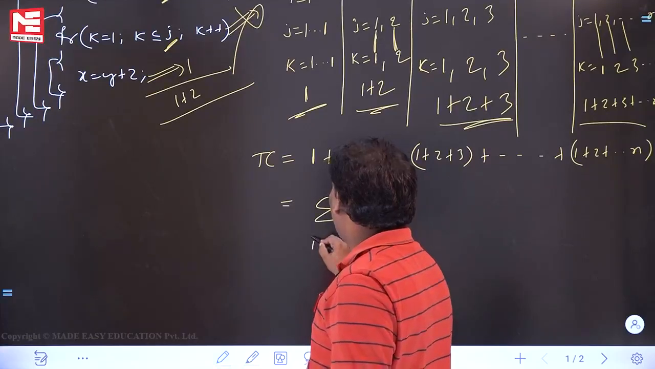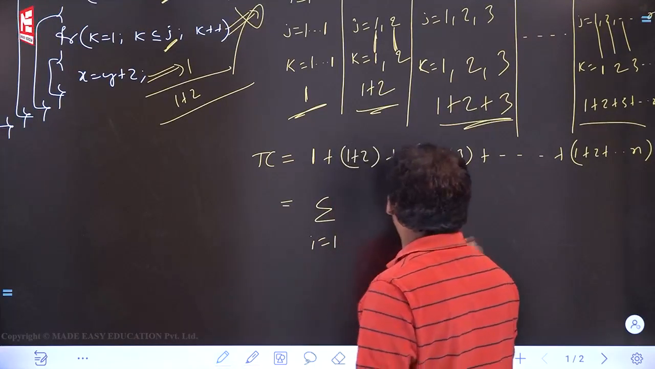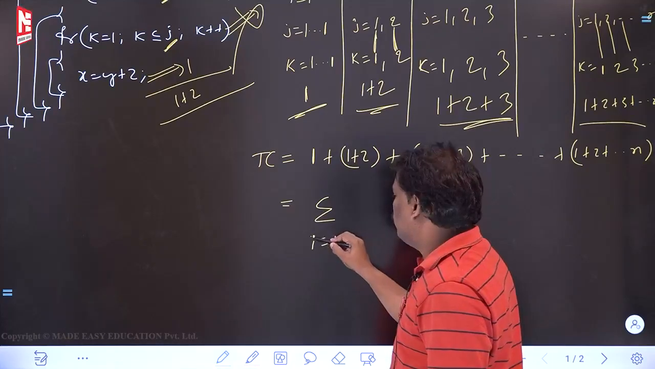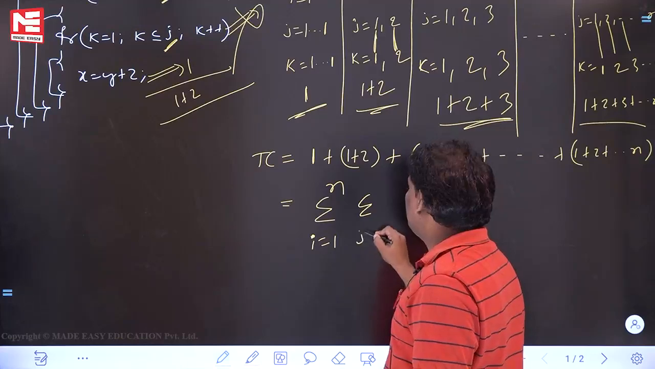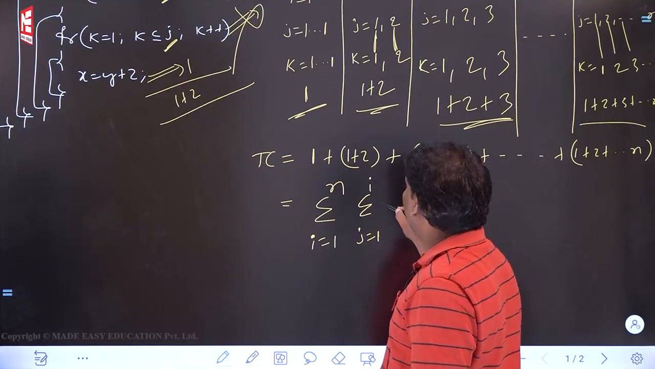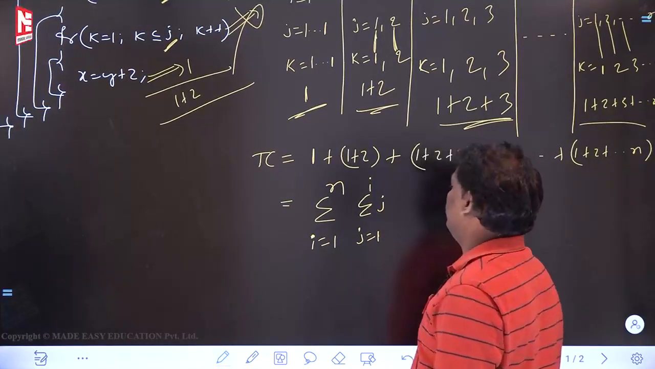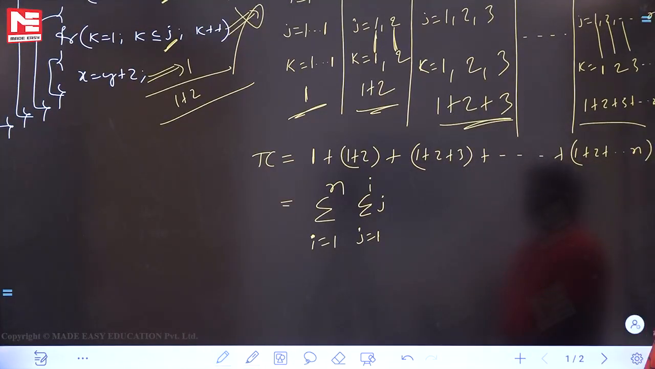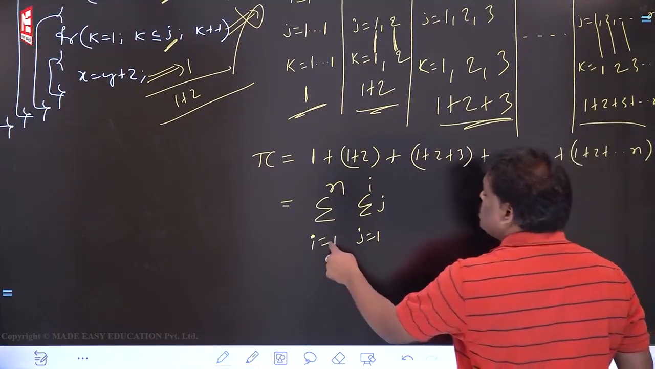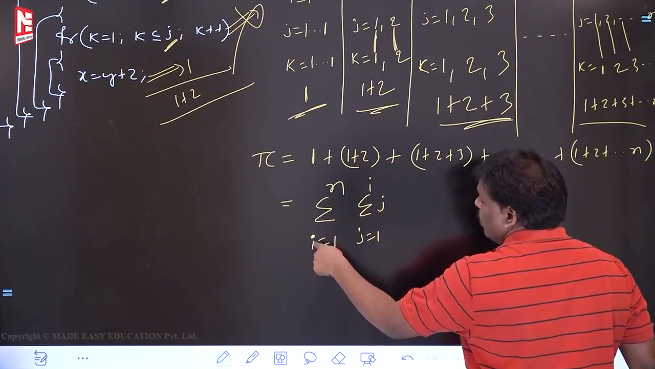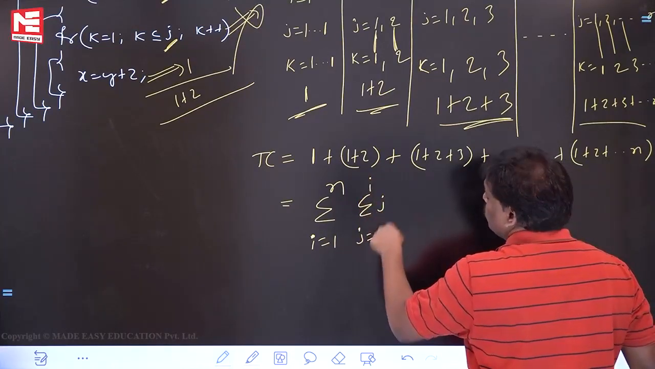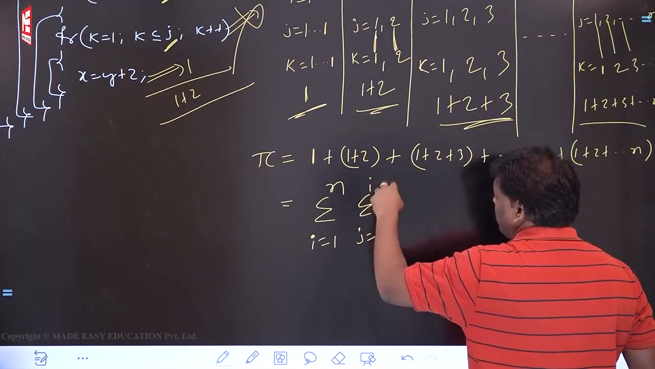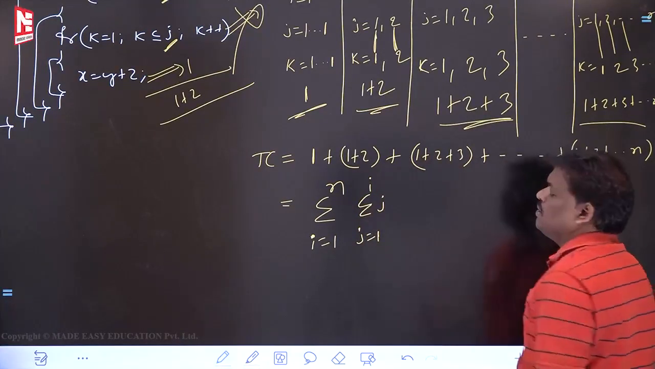Simply, in whatever way you want, you can solve from now onwards. Let me try this one. Sigma I equal to 1 to n, sigma J equal to 1 to I, so it is going to be J. Sigma I equal to 1 to n, J equal to 1 to I, sigma J. Now can you help me with one small item? I is equal to 5. What happens if I is equal to 5? The J loop is 1 to 5, J value 1, J value 2, J value 3 and so on. Sum of 5 natural numbers will come.